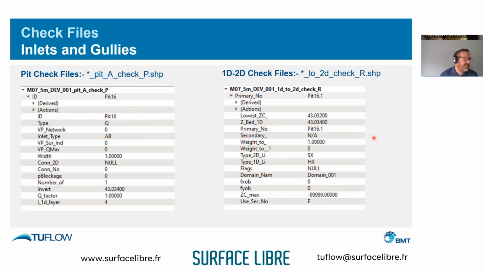In terms of the inlets and gullies, we've got this pit check file, which again gives us information: what type is that pit set to, what inlet type is being used, the invert levels. And if you want to double check the 1D, 2D connectivity, then the 1D, 2D check file is the one to use. Really useful, particularly with the way 2Flow layers up the input layers and the lower layers supersede those above. You want to use the check files to just make sure that 2Flow is seeing the domain and the network in the way that you wanted it to.